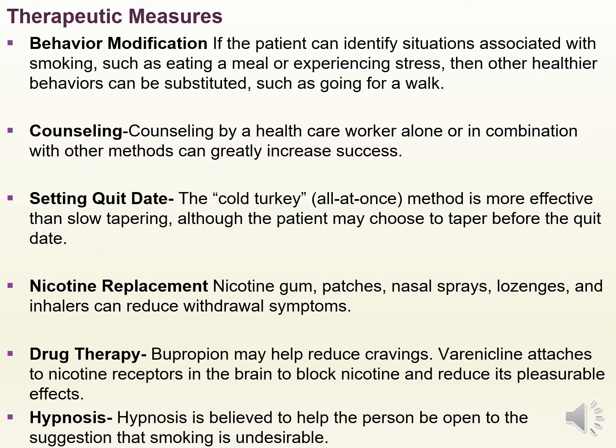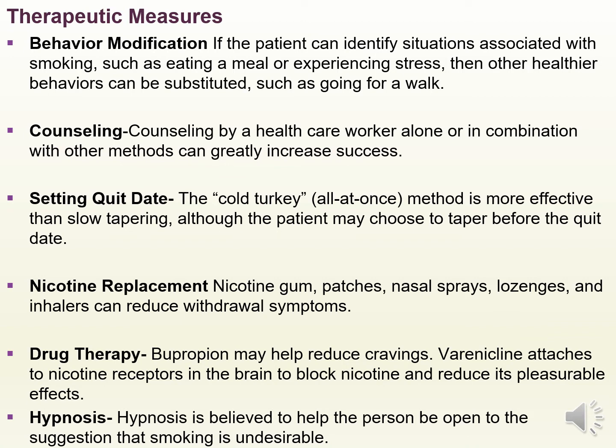Therapeutic measures. One therapeutic measure we may use is behavior modification. This helps the patient identify triggers to smoking, such as eating a meal or experiencing stress. We try to substitute those triggers with other healthier behaviors, such as going for a walk. Counseling by a healthcare worker can also help increase the patient's chance of quitting smoking.